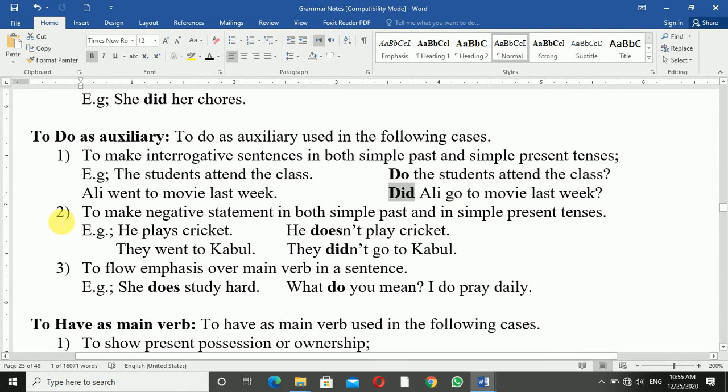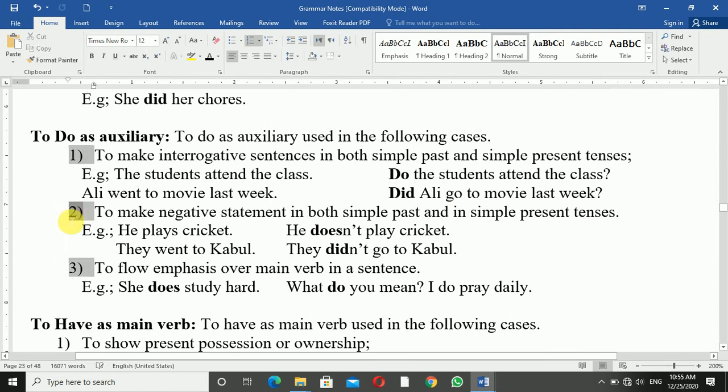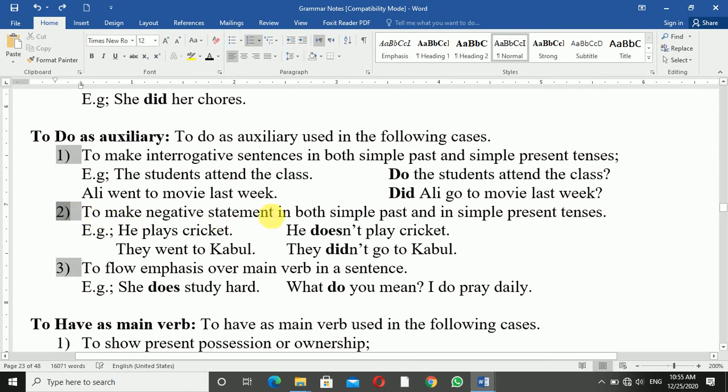Got the point. Number two, to make negative statements in the simple past and in simple present tenses.